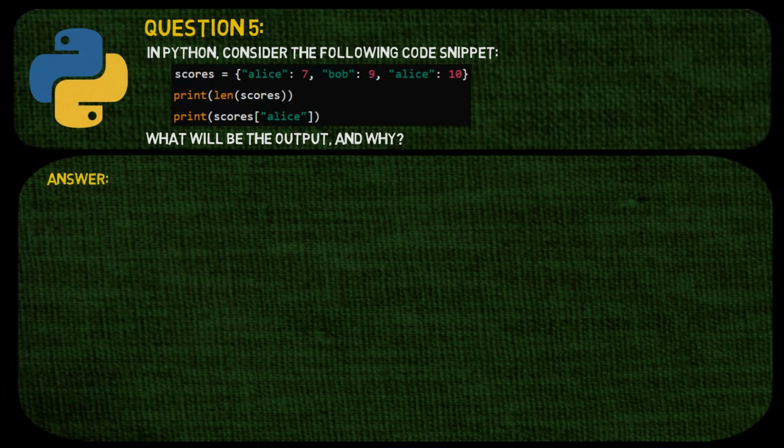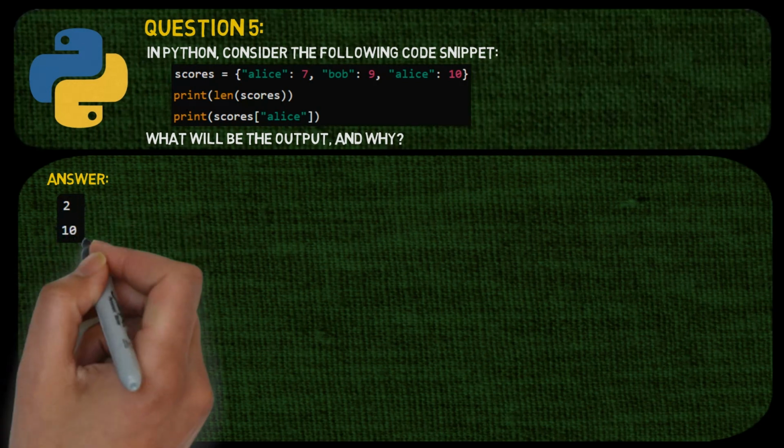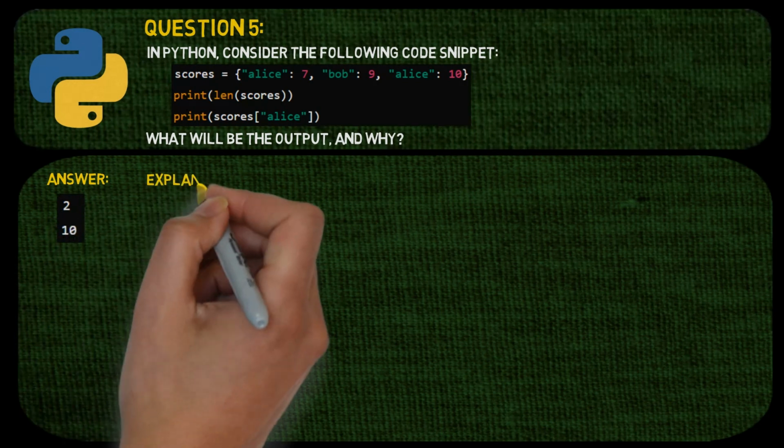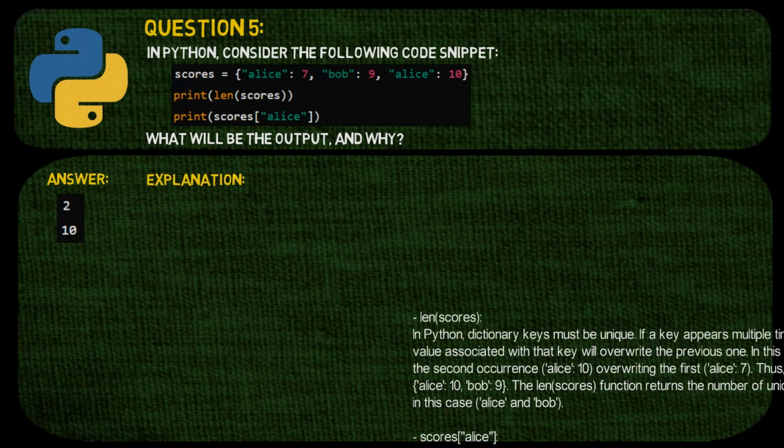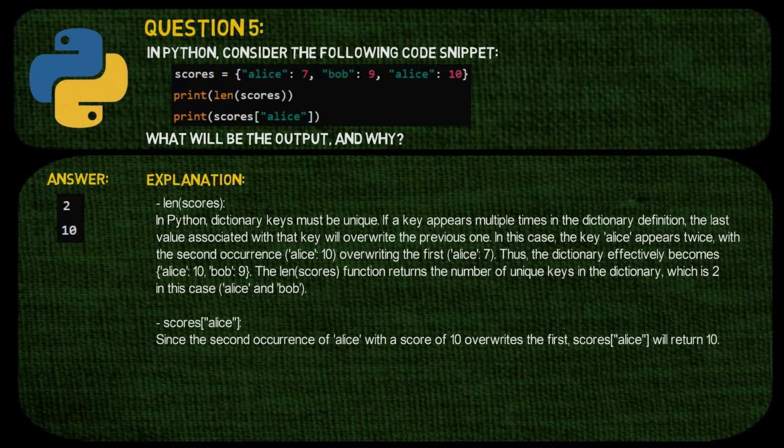Answer. The dictionary only has 2 keys, and Alice holds the value 10. Why? Because in Python, dictionary keys must be unique. If the same key appears multiple times, the last value overwrites the previous one. So len(scores) returns 2 and scores['Alice'] gives us 10. A perfect example of Python's last write wins rule.